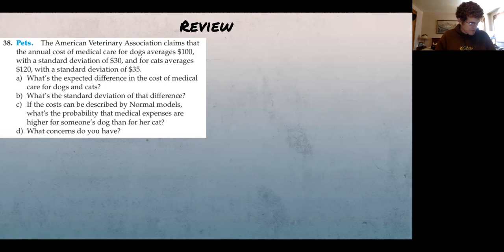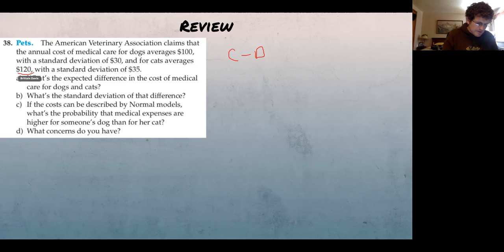The American Veterinary Association claims that the annual cost of medical care for dogs averages $100 with a standard deviation of 30. For cats, it averages $120 with a standard deviation of 35. What's the expected difference in the cost of medical care for dogs and cats? So we're doing a combination of random variables. If I use D and C for dogs and cats, the difference in medical care will be D minus C. Or maybe I'll do C minus D. It doesn't tell me in which particular direction it's supposed to go. So let's do C minus D because cat care looks like it costs a little more.